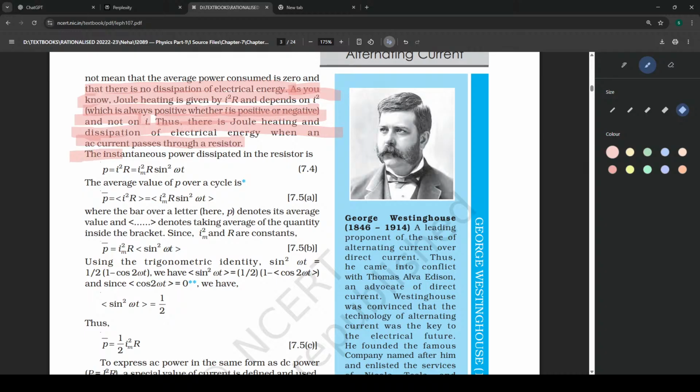Now, the instantaneous power dissipated in a resistor is P, which equals I squared R, which equals I_m squared R sine squared omega t.